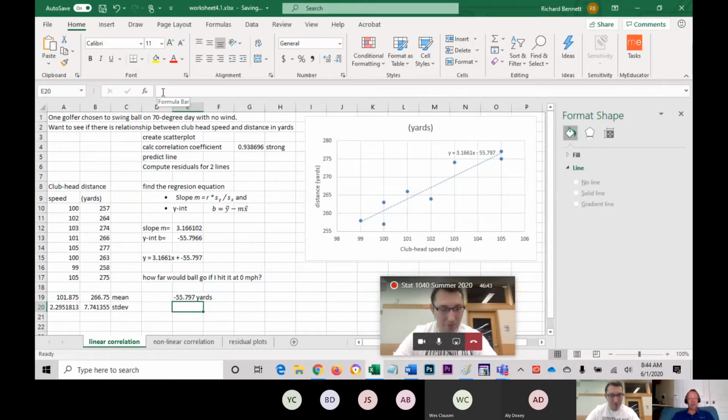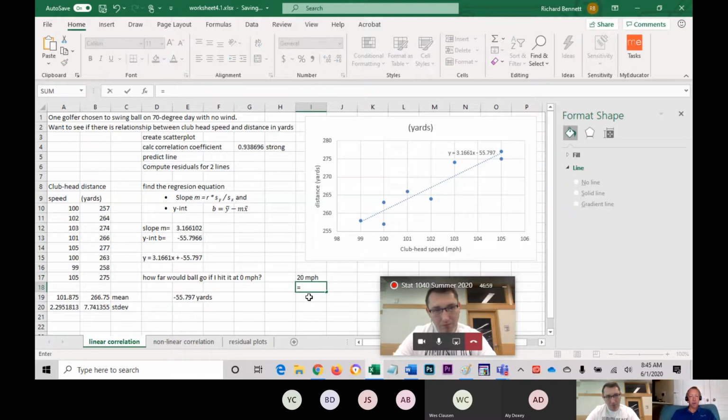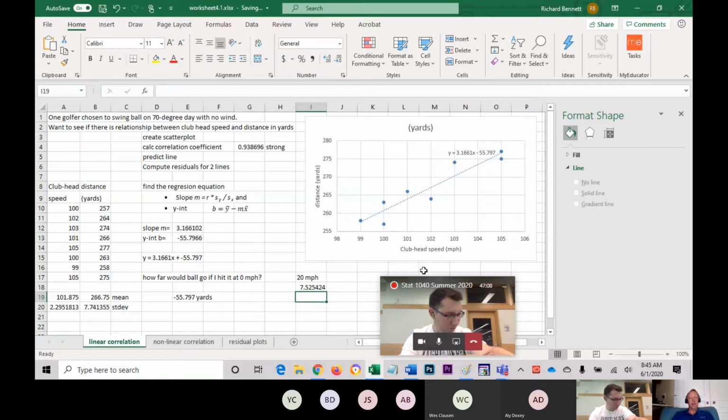In fact, even if you used, say, 20 miles per hour, so the idea here is I would take this times 20 plus the negative, whatever that is. So if I hit it 20 miles an hour, do you think it would go just 7.5 yards? No, I'd probably go farther than that, right?